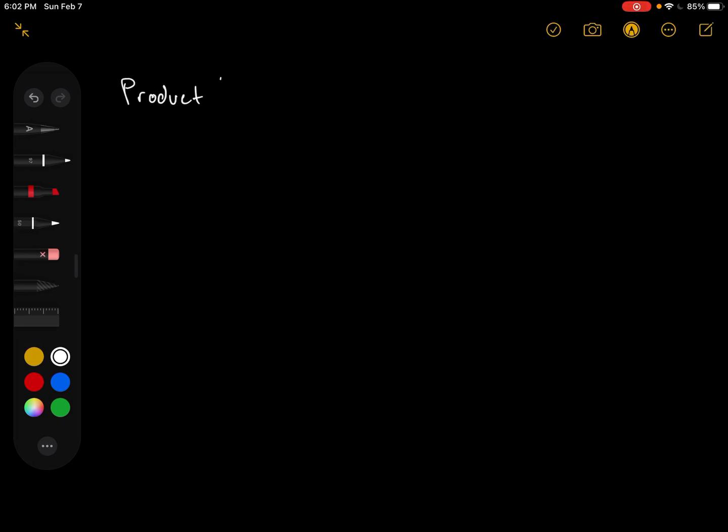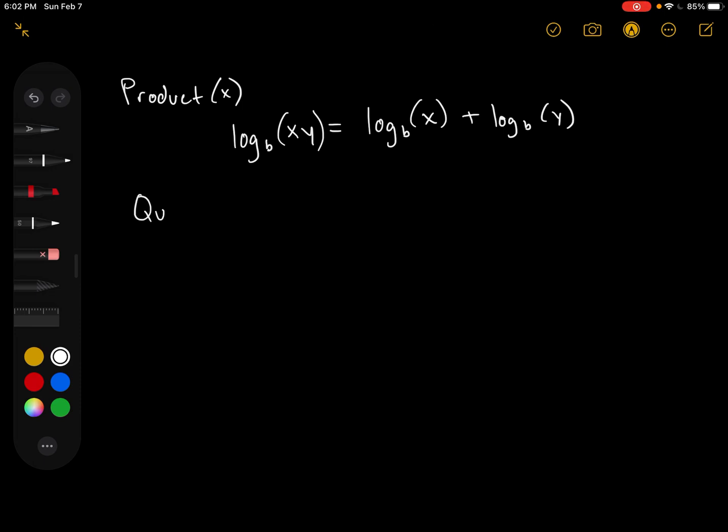So first things first, product. Remember that this just means we're multiplying. So if we have the log, let's say base b, so again, b just means any number here, of x times y, we're allowed to break this up. We can have log base b of x plus log base b of y. So if you multiply anything inside of a logarithm, you can just turn it into an addition problem.